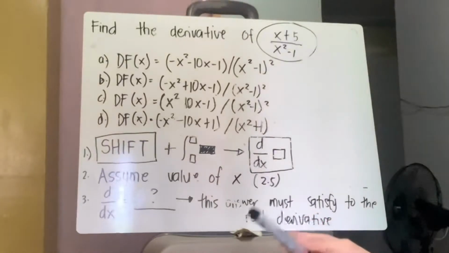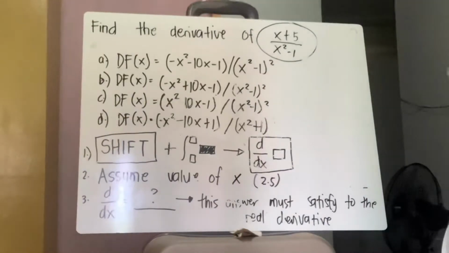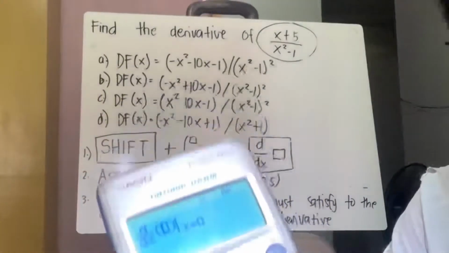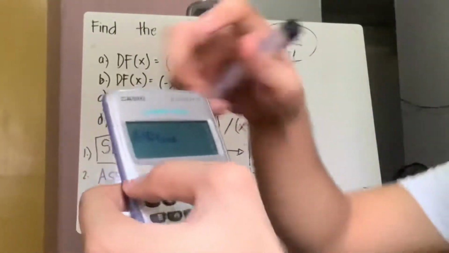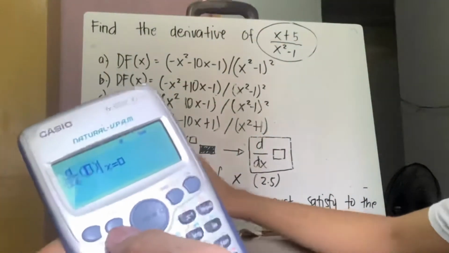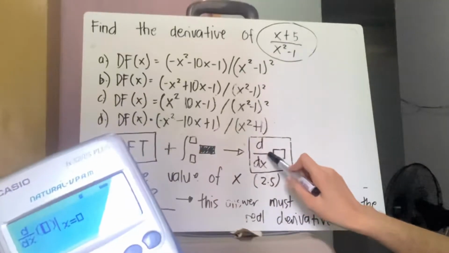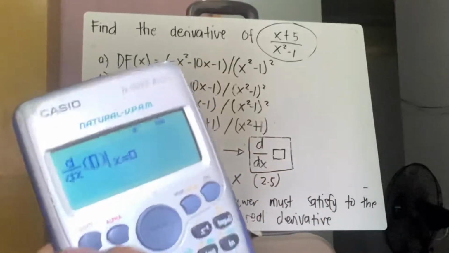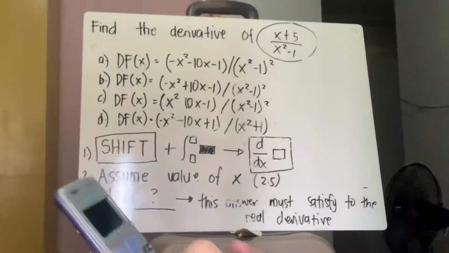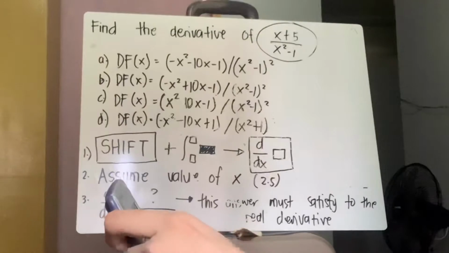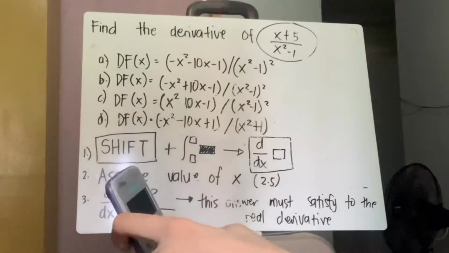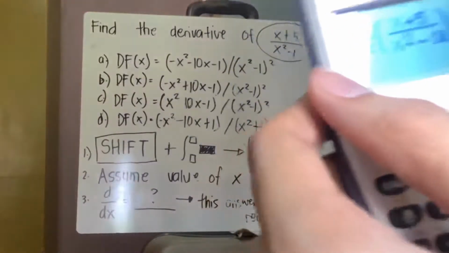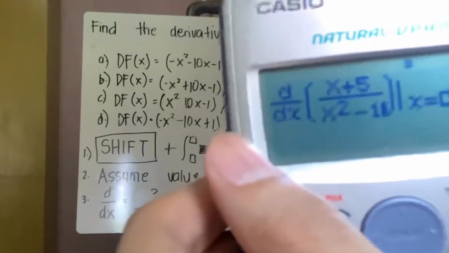So we have to really go through the process on how to differentiate, or we can use this calculator. So ang gagawin natin is, after na shift plus integral, then this will appear, and then we will input this equation, the x plus 5 over x squared minus 1, something like this. Nabasa nyo?